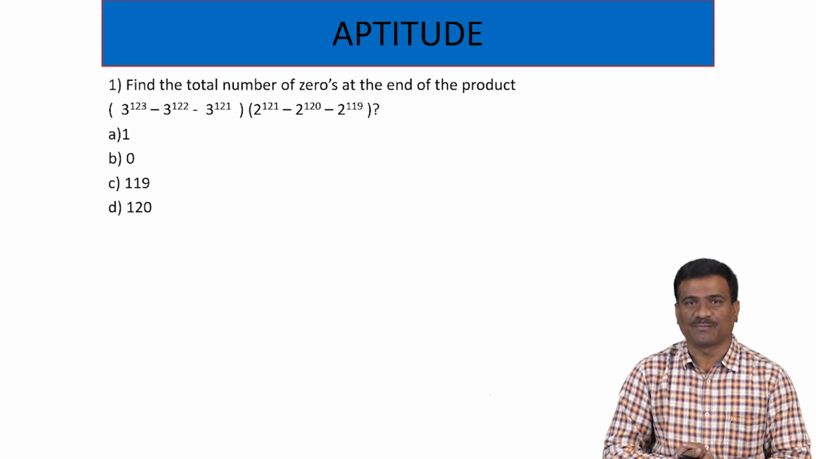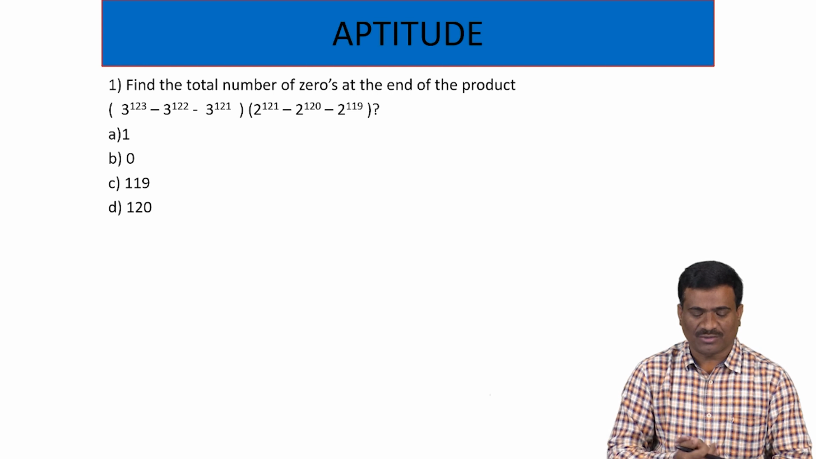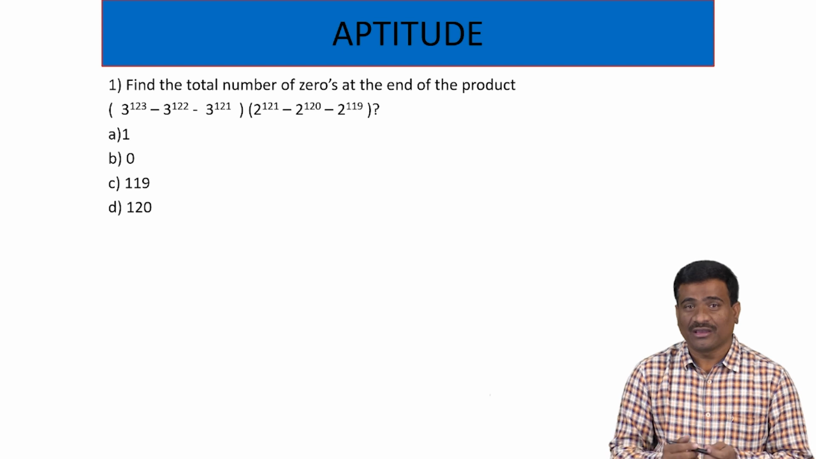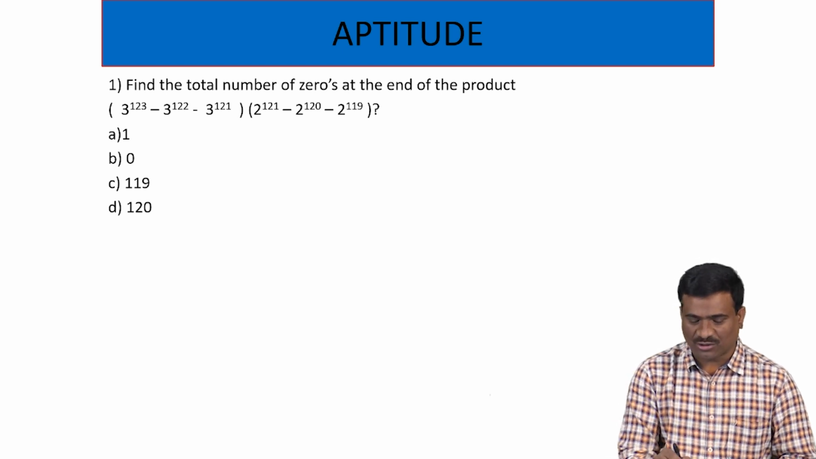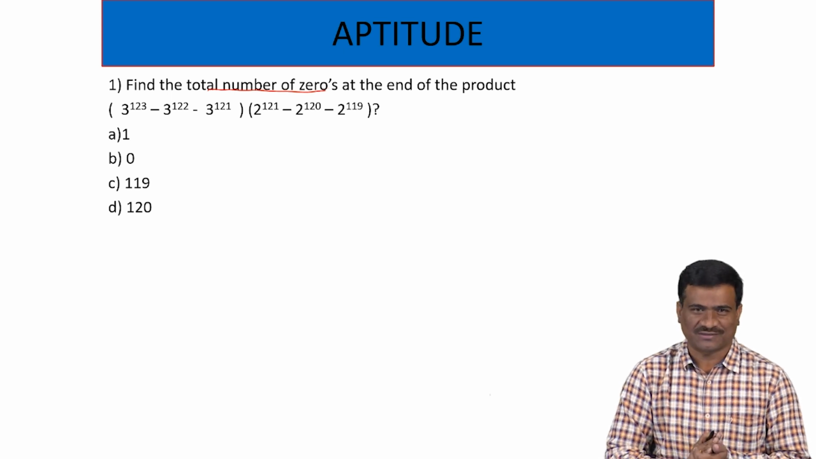First example: find the total number of zeros at the end of the product (3 to the power of 123 minus 3 to the power of 122 minus 3 to the power of 121) into (2 to the power of 121 minus 2 to the power of 120 minus 2 to the power of 119). Option A 1, B 0, C 119, D 120. Here only the concept is important, to calculate the total number of end zeros.